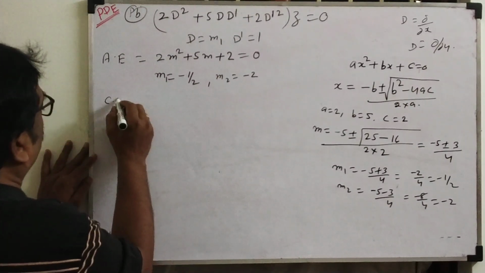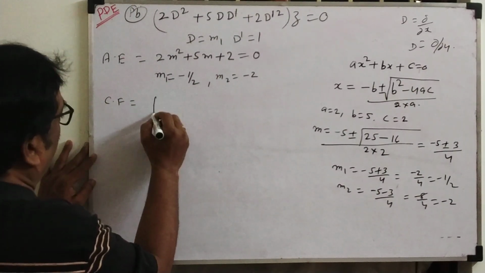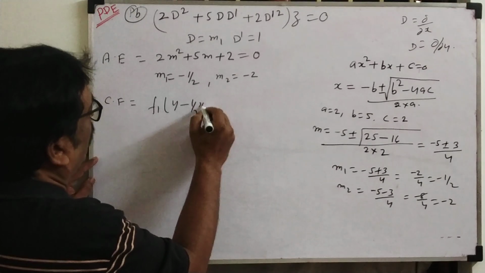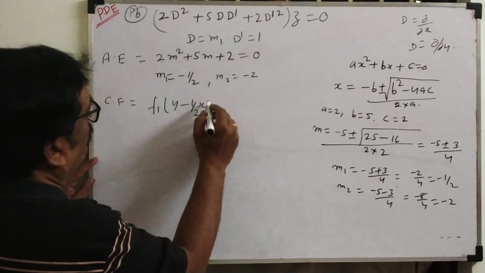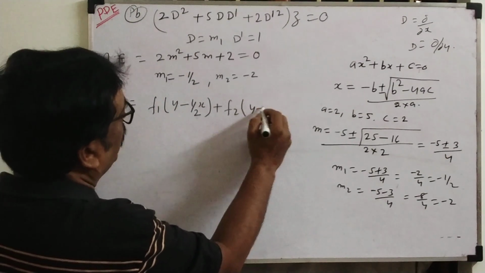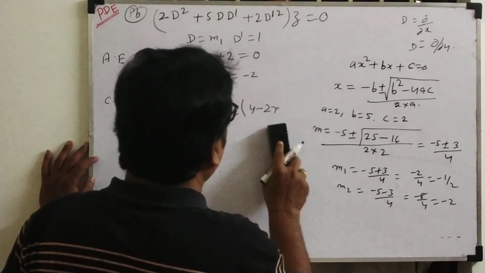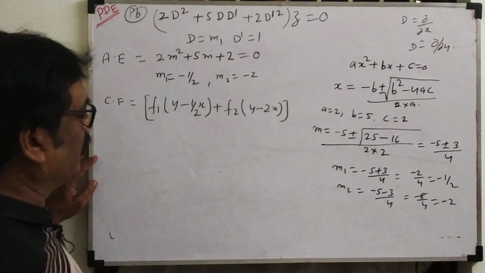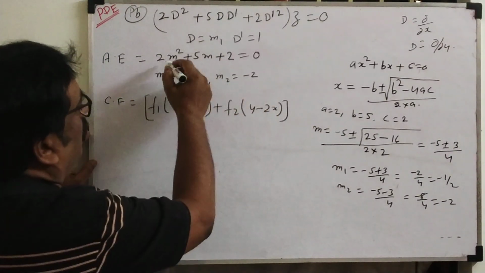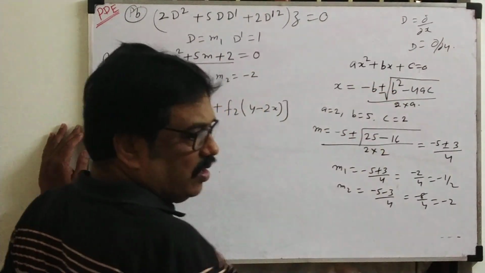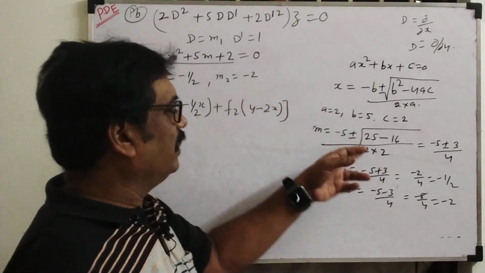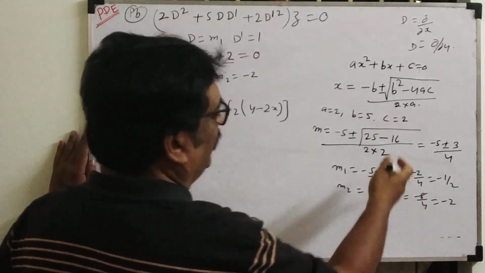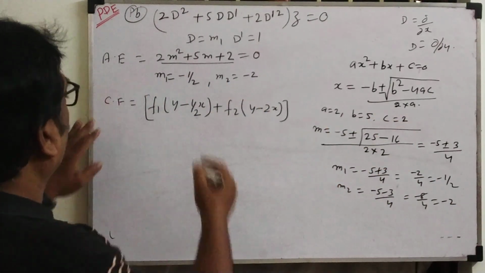Once you know the two roots, what is the complementary function? See here: f1(y plus m1x), that is f1(y minus 1 by 2 x), plus f2(y minus 2x). This is the complementary function. I told you already there are many methods for roots, but with this method, whether the roots are imaginary, real or complex, you get the m1, m2 values directly. It takes only 1 minute. So, the complementary function you know.